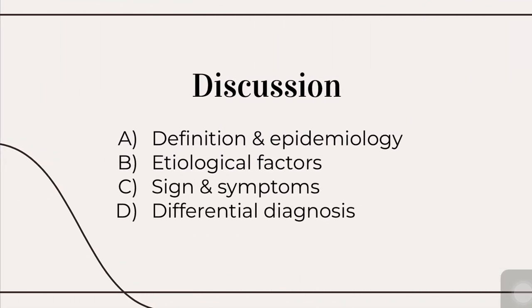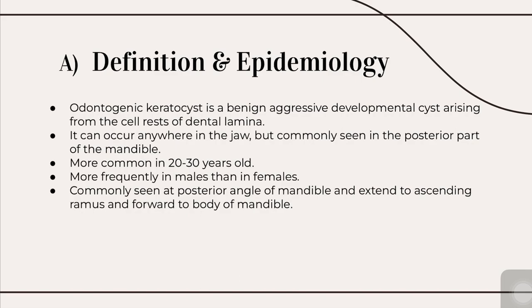Lastly is the discussion, and I'm going to talk about the definition and epidemiology, followed by the etiological factors, signs and symptoms, and the differential diagnosis. As I've mentioned before, odontogenic keratocyst is a benign aggressive developmental cyst that arises from the cell rest of dental lamina. It can occur anywhere in the jaw but is commonly seen in the posterior part of the mandible, but unlike this case, it is seen in the maxilla rather than the mandible.